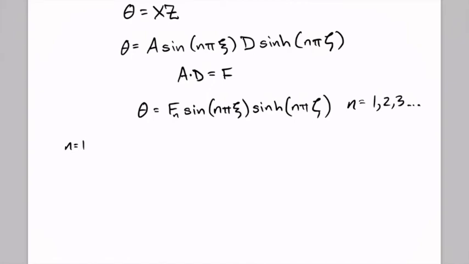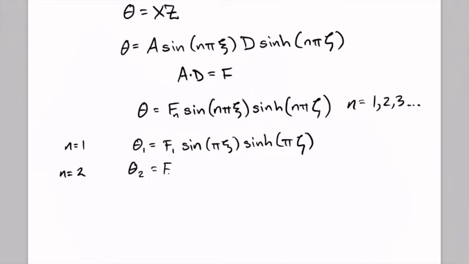For example, if we consider the solution when n equals 1, we'll call it theta 1. We have theta 1 equals f1, our first constant of integration, times sine pi c, because n equals 1, times the sinh of pi zeta, because n equals 1. Likewise, we have a solution for n equals 2. We'll call that theta 2. That's f2 sine 2 pi c, sinh of 2 pi zeta, and so on to infinity.